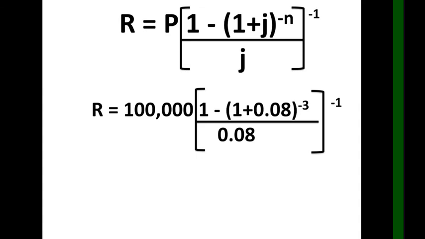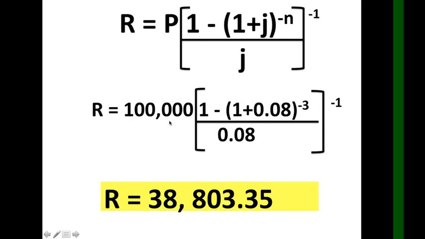If you're just using a regular calculator, please follow me. Click 1 minus open parenthesis, 1 plus 0.08 close parenthesis raised to negative 3, then click equals. Then divide your answer by 0.08, click equals. Then raise your answer to negative 1, then click equals. Multiply by 100,000 and you will get 38,803.35, rounded off to the nearest hundredths or 2 decimal places.